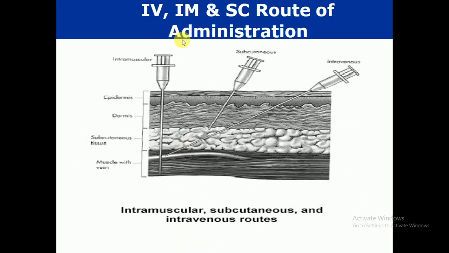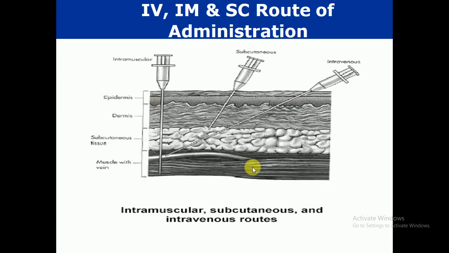Now look at here. These are the different types of administration: intravenous, intramuscular, and subcutaneous routes of administration. This is intravenous administration, muscle with vein. It has different angles. This is intravenous, how the drug is administered through IV, and this is subcutaneous. Look at the angle: this is 120, this is 90 degree and 60 degree. So there are different angles which are used for drug administration.